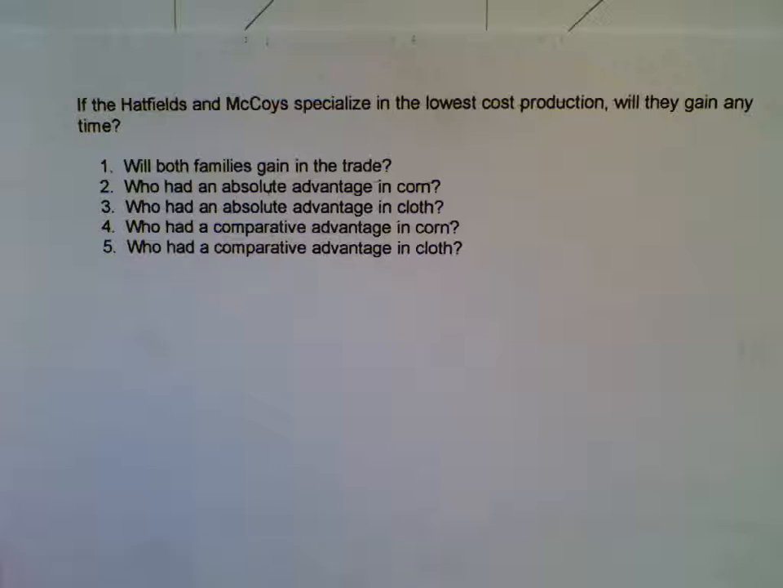So will both families gain from trade? Absolutely. And once again, the Hatfields have the absolute advantage in both corn and cloth. But as far as comparative advantage, we would let the Hatfields make the corn, and we'd have the McCoys make the cloth. And both of them are going to gain time. It's going to free up, like I said, 2 hours for the Hatfields, 3 hours for the McCoys, and then everyone should be happy.